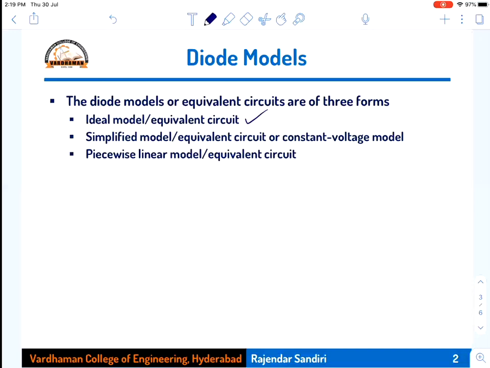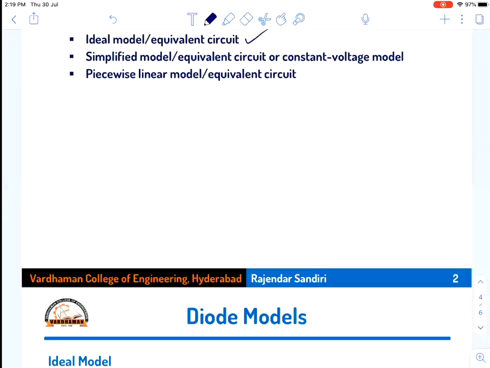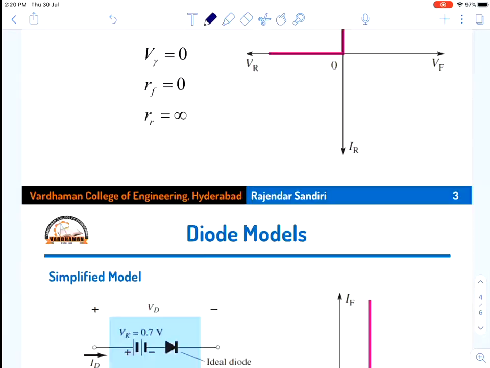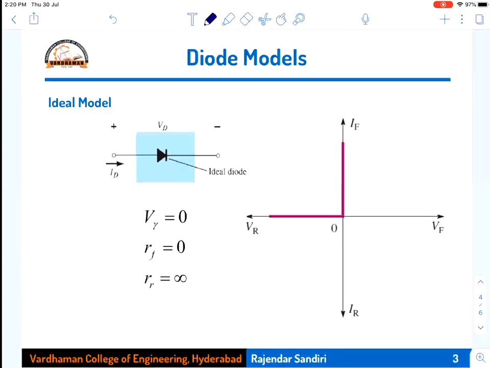Okay, ideal model. Then the other one is a simplified model. The other one is the piecewise linear model. So there are three types of diode models available: ideal model, simplified model, piecewise linear model. What are all these three actually? We'll see that. Now, the ideal model, first one. Ideal model, nothing but, in yesterday's class we have already seen the difference between ideal diode and practical diode. So what are the characteristics of an ideal diode?